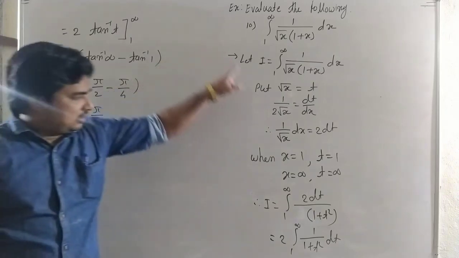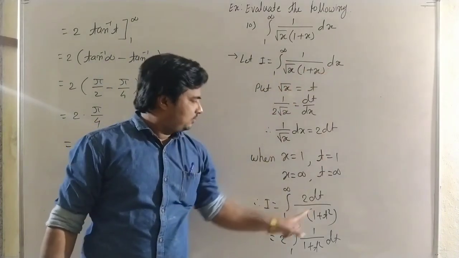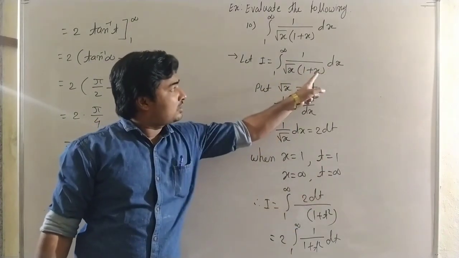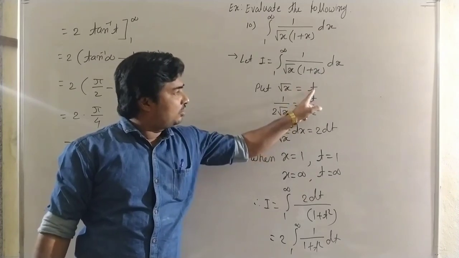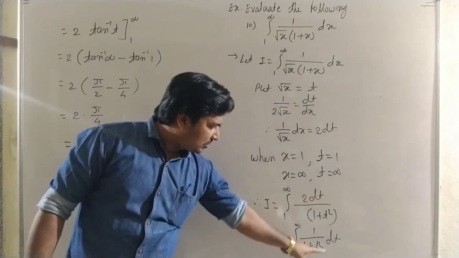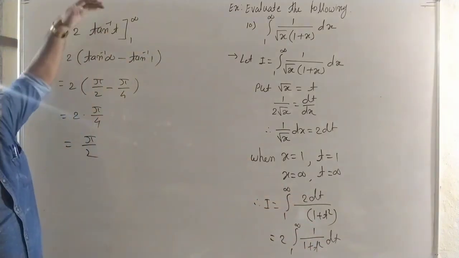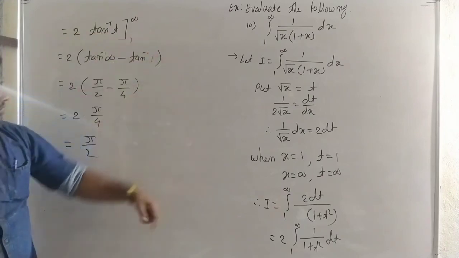See carefully, here 1 by under root x dx is 2 dt, and in 1 plus x, under root x is equal to t, therefore x is equal to t square, giving 1 upon 1 plus t square, which is a standard integral. It is tan inverse t, and take the limits. Okay, see this carefully.